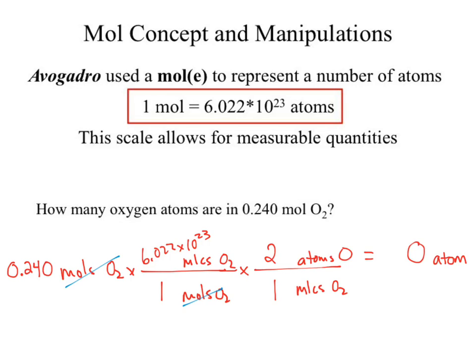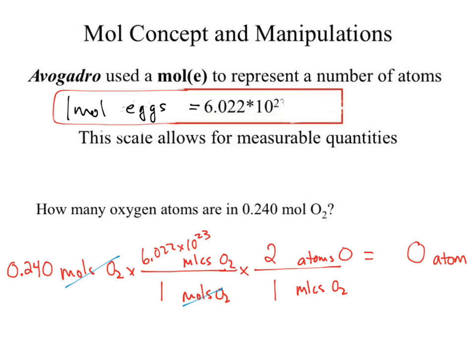So this is one of the things that I attempted to fix up here. This was 1 mole of atoms equals 6.022 times 10 to the 23rd atoms. What was the other example we used? Eggs. So I can go through and remove those, and I can write eggs because eggs is just a physical quantity, just like atoms.